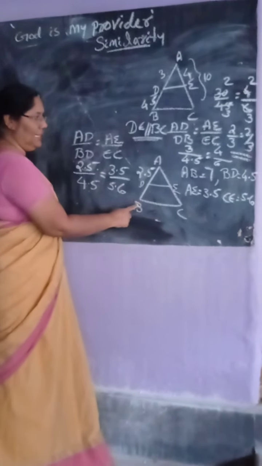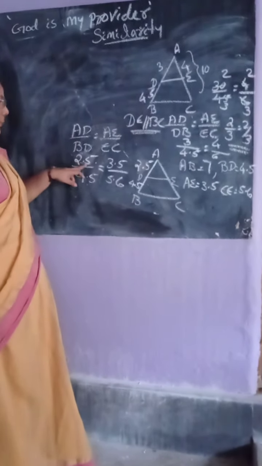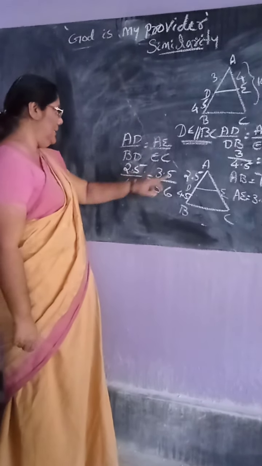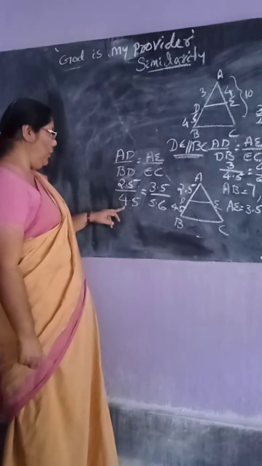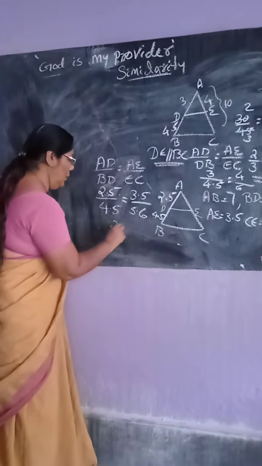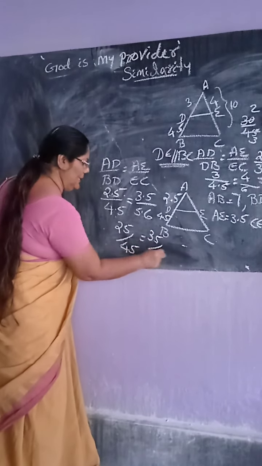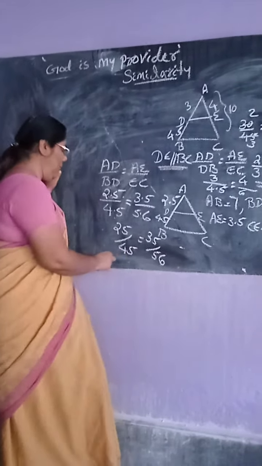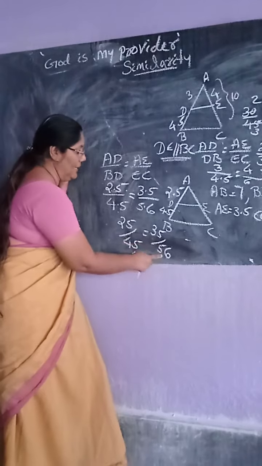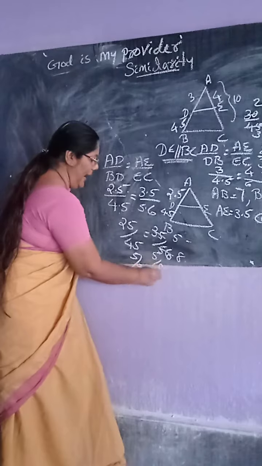AB total length is 7, and this is 4.5, therefore AD is equal to 2.5, right? Condition is AD by BD equal to AE by EC. Therefore 2.5 by 4.5 equal to 3.5 by 5.6, or you can write 25 by 45 and 35 by 56. When you cancel this side by 5, you will get 5 by 9. This side is 7, 5, 8. This is 5 by 8.